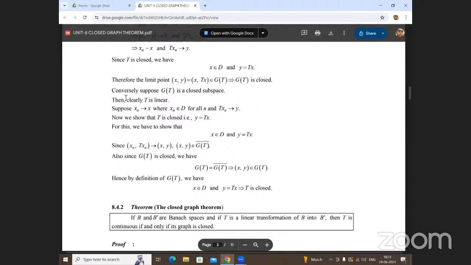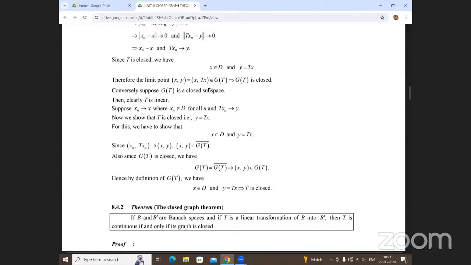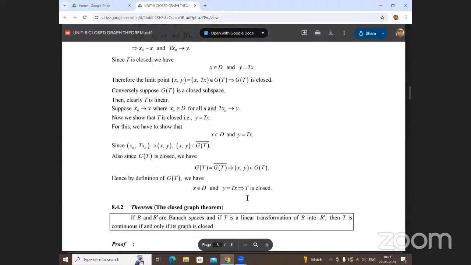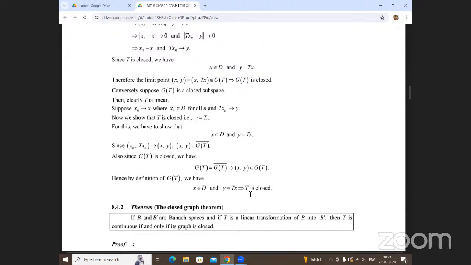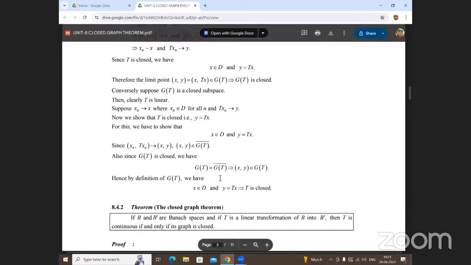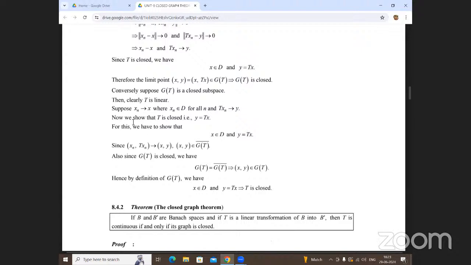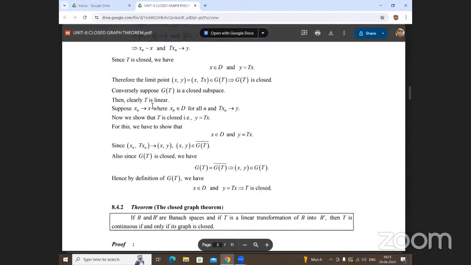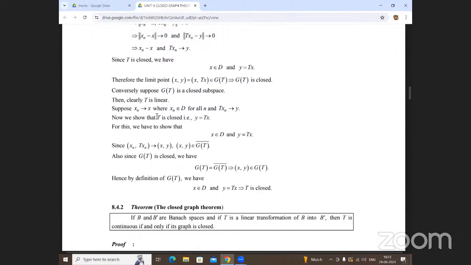Now conversely, that is the sufficient part. You just have to see the theorem. First of all, you are taking G of T as a closed subspace. Finally, we must prove that capital T is closed. Suppose capital T is linear and xn converges to x, and the point xn also belongs to D, and Txn converges to y.